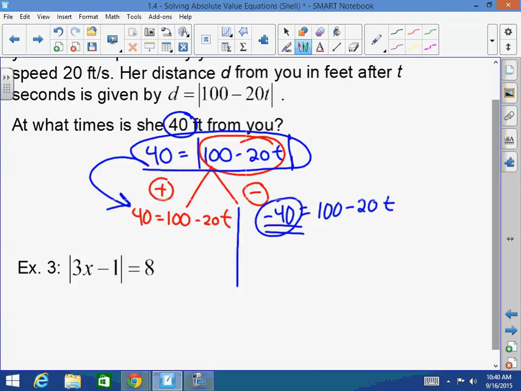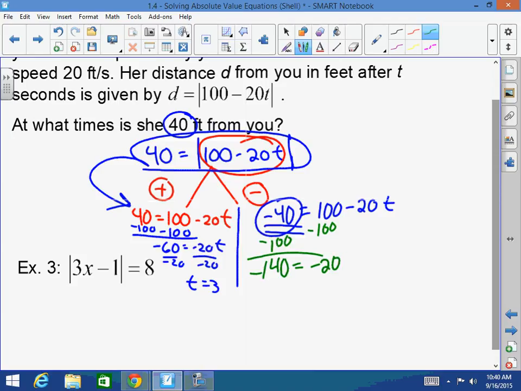Thank you. So now let's solve. I subtract 100 from both sides. I got negative 60 equals negative 20t. Divide by negative 20. T equals 3. Let's go this way. Subtract 100 from both sides. That's negative 140 equals negative 20t. Divide by negative 20. T equals 7.